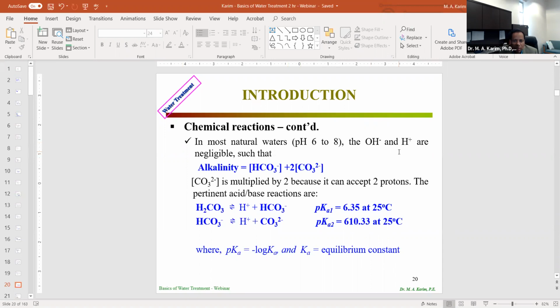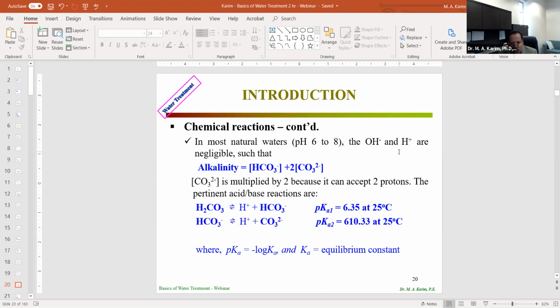So carbonate is multiplied by 2 because it can accept 2 protons. That's why there's a 2 right there, right? The other one is only 1. The pertinent acid-base reactions are these. Carbonate can take a hydrogen ion and become bicarbonate, and bicarbonate can take another and become carbonic acid. The bicarbonate can undergo an acid-base reaction and become carbonate. So pKa1 is 6.35, pKa2 is 10.33.